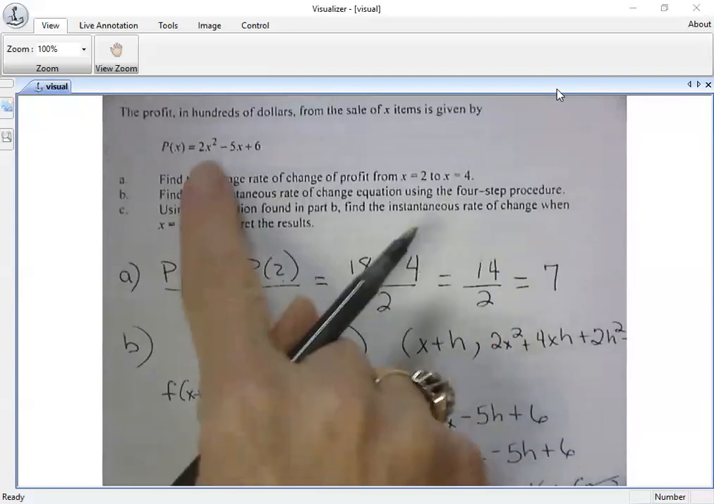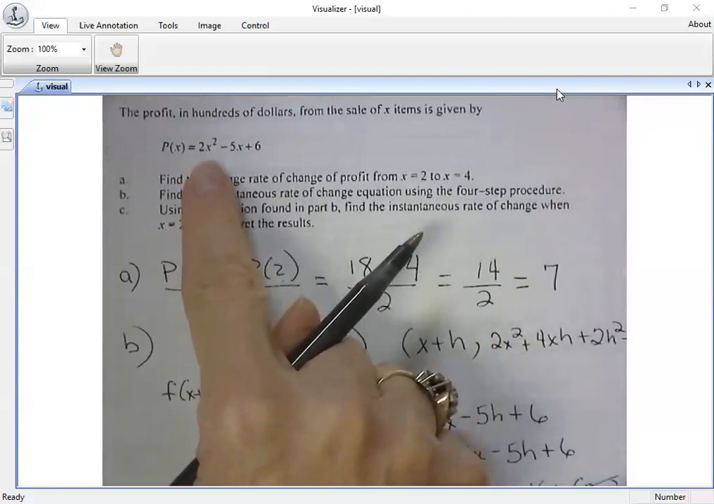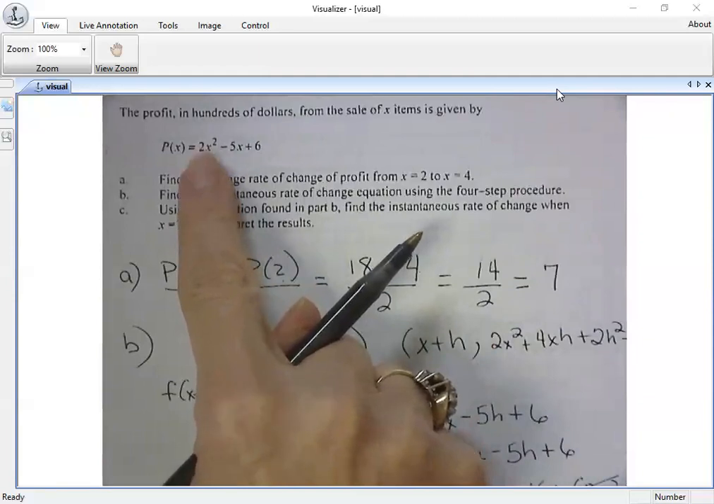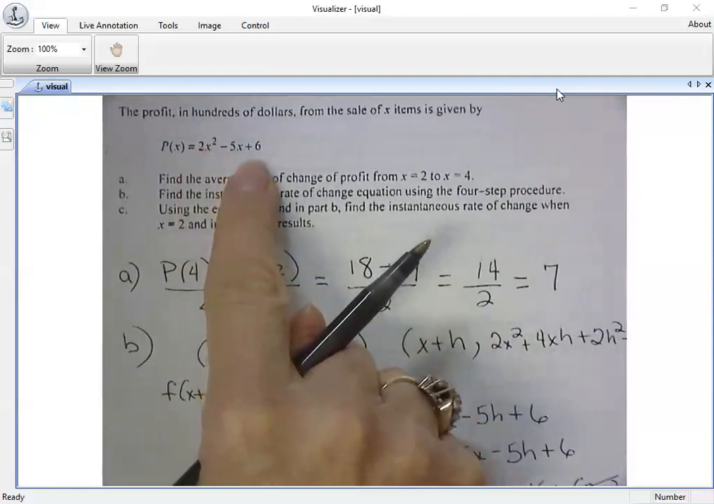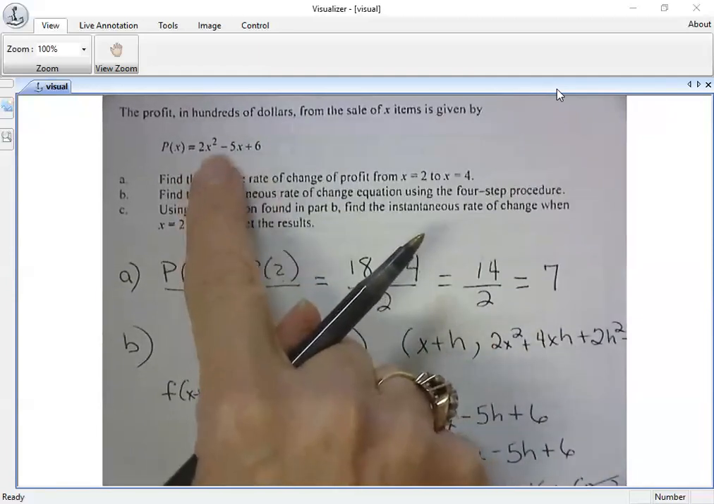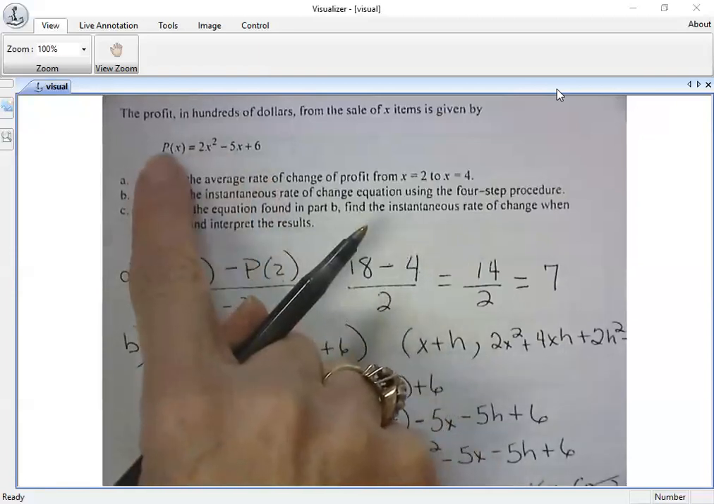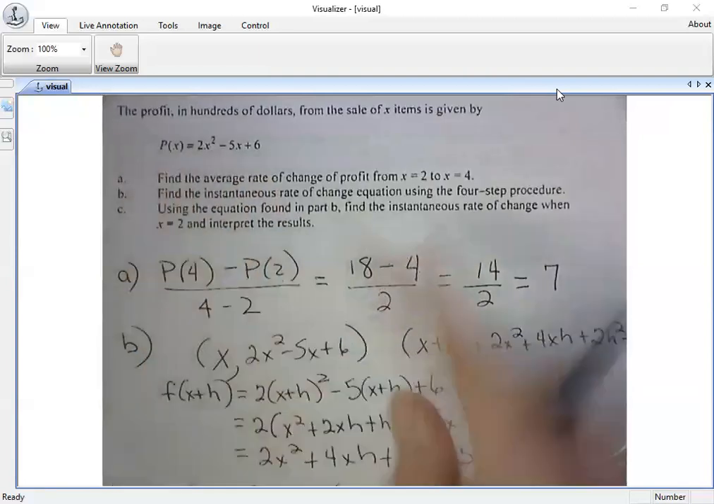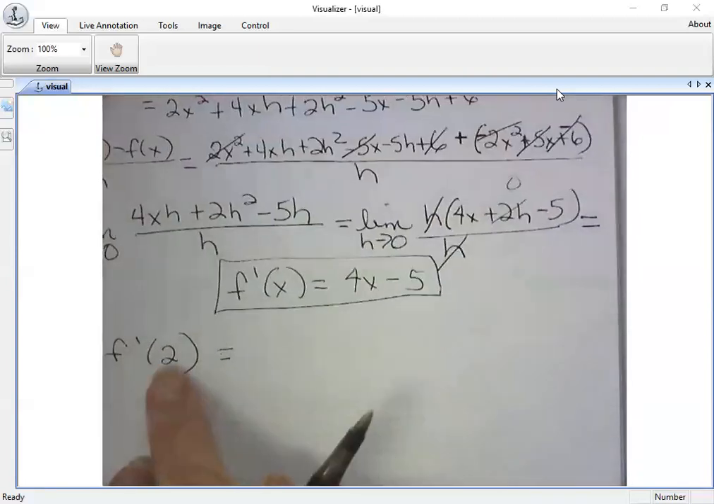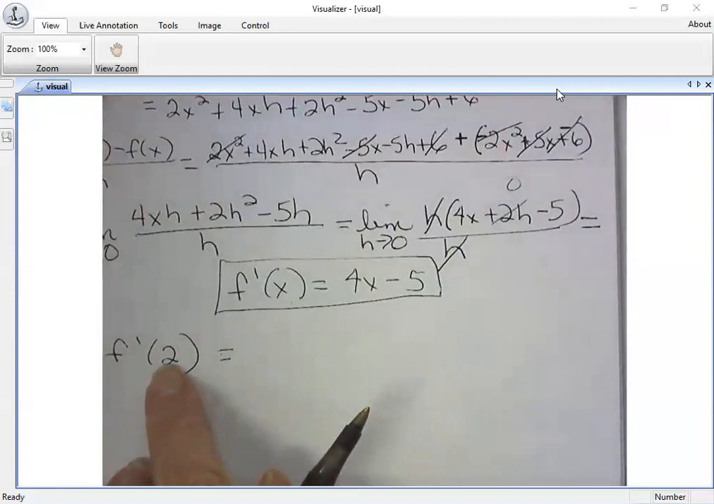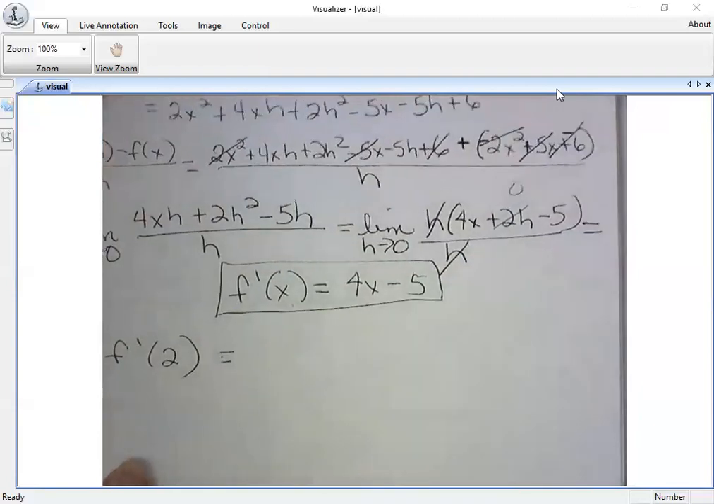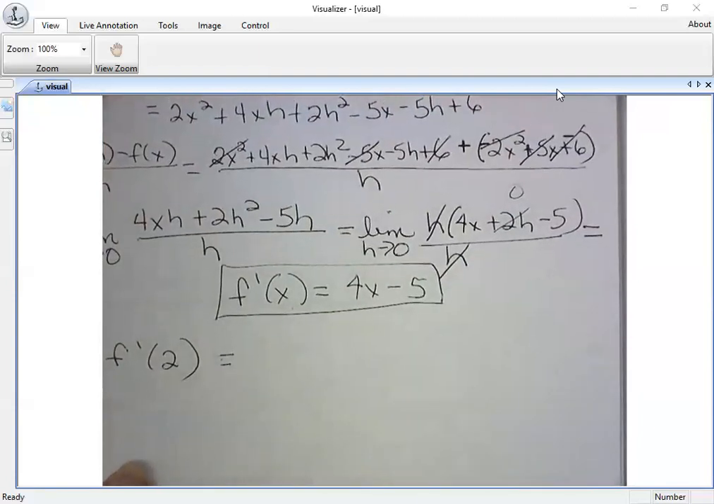Okay, because this is going to give me my instantaneous rate of change. If I plug into the original, what's that actually going to tell me? Remember, x stands for how many items I've sold. So if I plug 2 into this one, it would tell me when I sell 2 items, how much profit I would make. What I'm finding here is if I sell 2 items, what is the change in profit? So I can tell if my profit is increasing or decreasing.